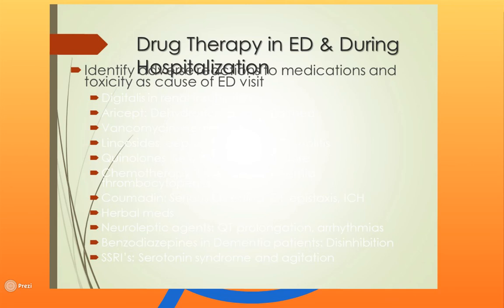Aricept, patients on Aricept are prone to dehydration and diarrhea. Patients on vancomycin are prone to hemorrhaging. Is that what that says? I can't see it. Hearing loss, I think. No, that's not right. That's horrible. Okay, check your slide.